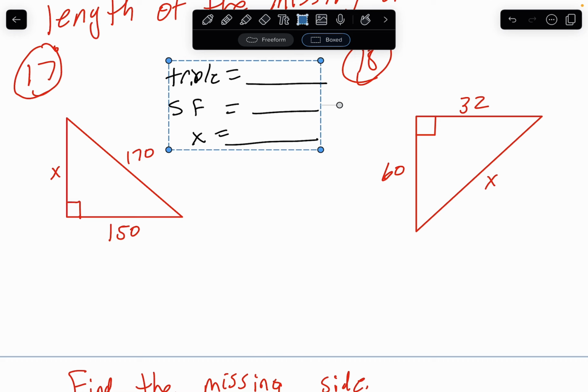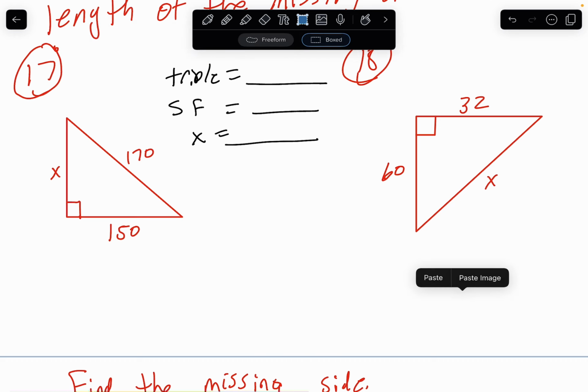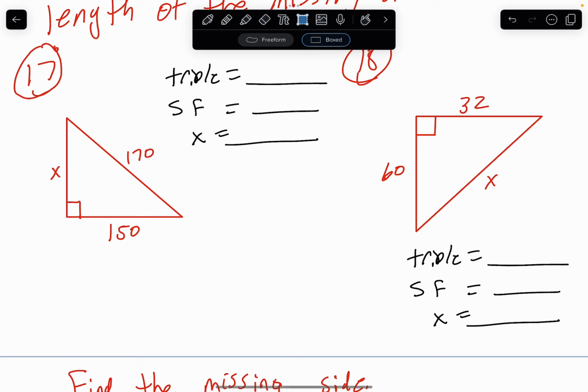And we're going to have fun doing it because it's geometry. Right, guys? Right, Shivangi? Okay. Here we go.